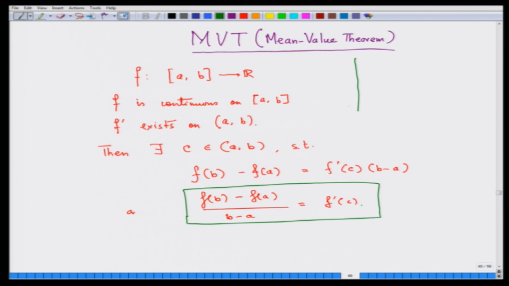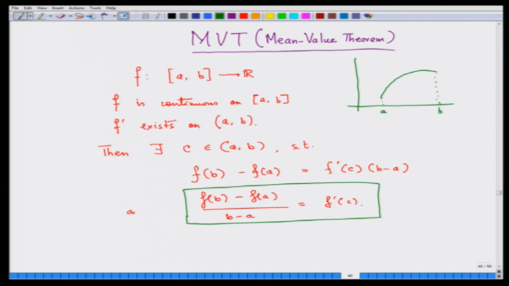So I draw, suppose the function is like this between a and b, a continuous function, nice looking of course, and it is differentiable at every point. It means derivative simply means that you can draw a tangent line at each point, one unique tangent at each point, one tangent only.